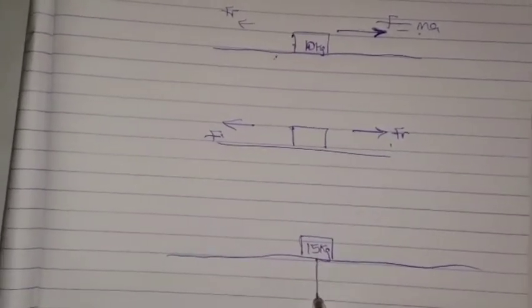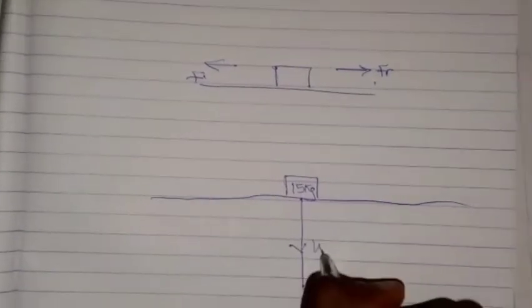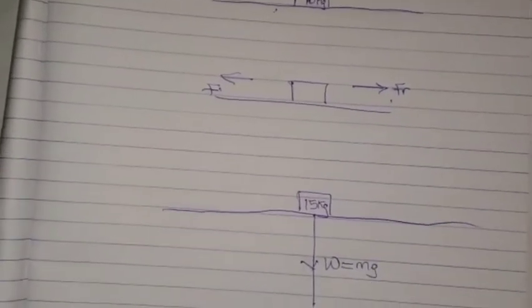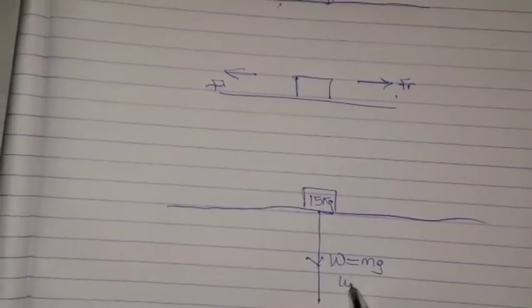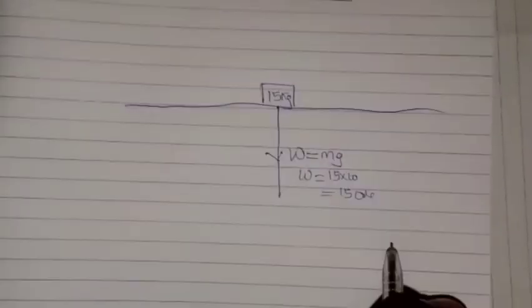The first thing you need to note is that your weight will always act downwards. And what's the formula for your weight? Weight is equal to mg. So the weight of this body is 15 times 10, that's 150 Newton.